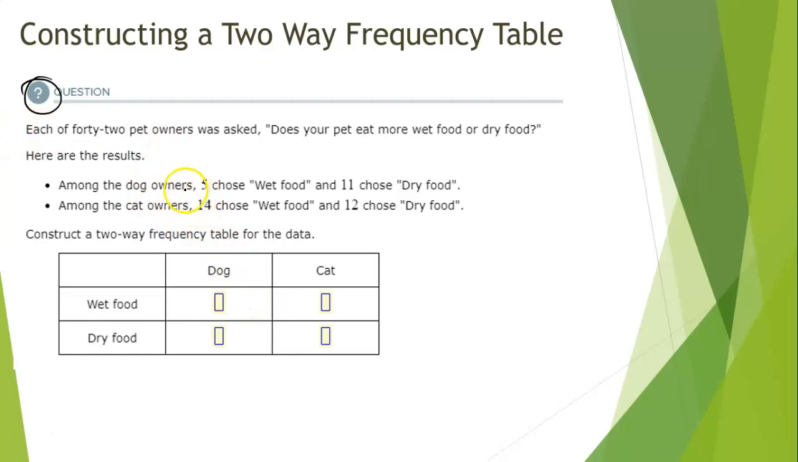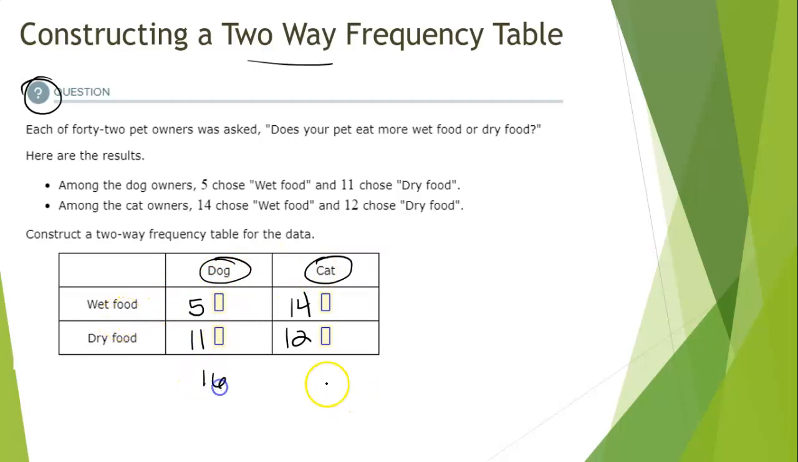All right, so it says among the dog owners, 5 chose wet food and 11 chose dry food. So we're talking about just the dog owners. 5 fed them the wet food and 11 fed them the dry food. Among the cat owners, 14 chose the wet food and 12 chose the dry food. Again, this is called a two-way frequency table because we are recording two pieces of data for each survey, whether or not they have a dog or a cat and what kind of food they feed them.